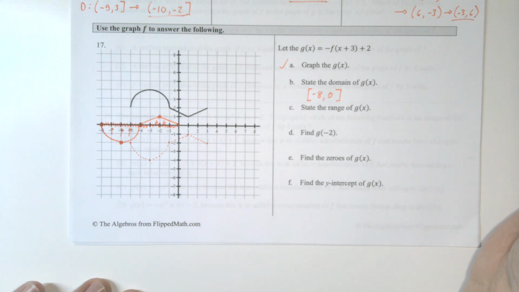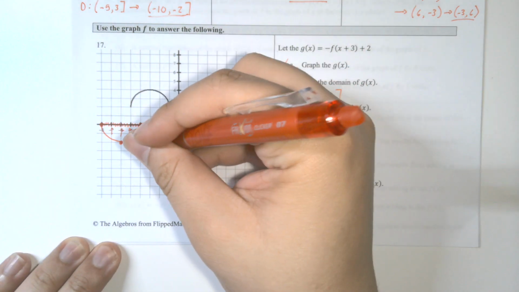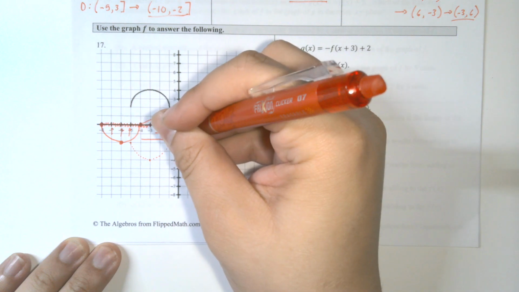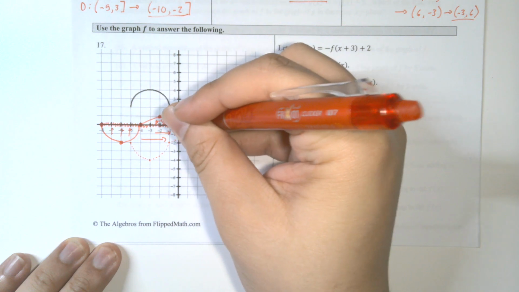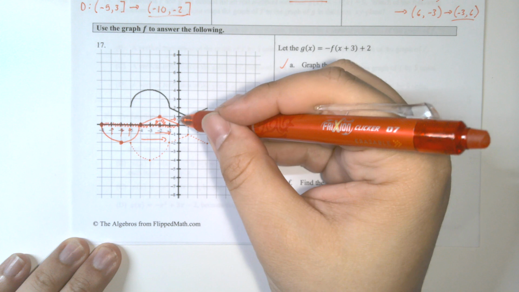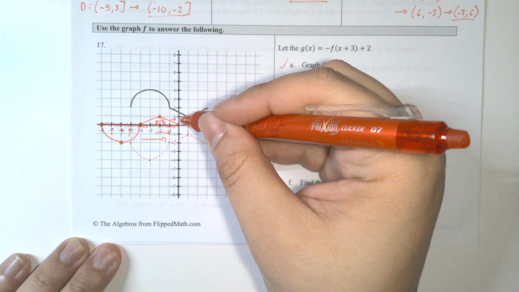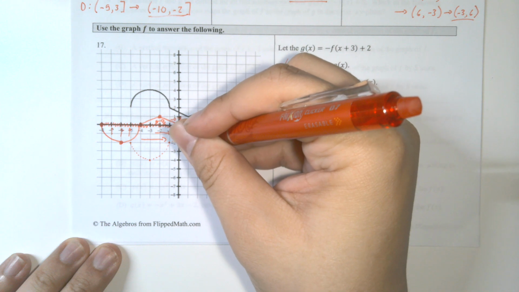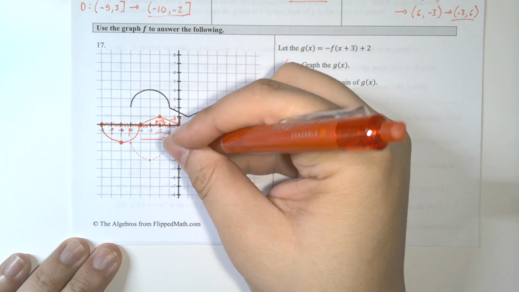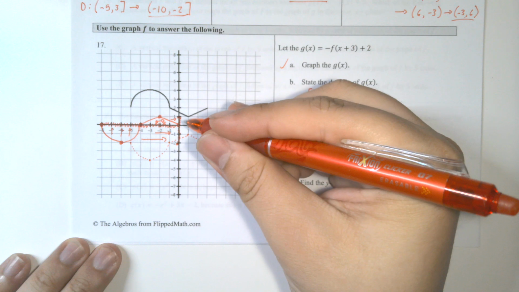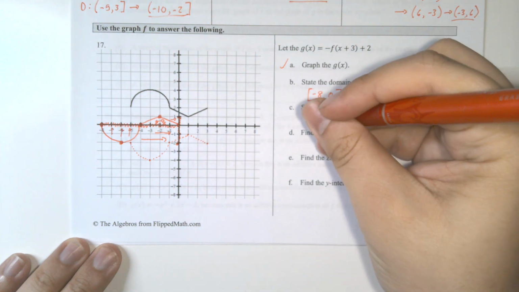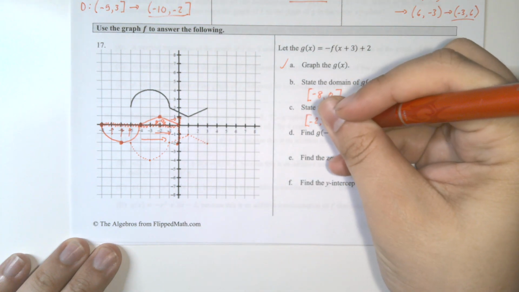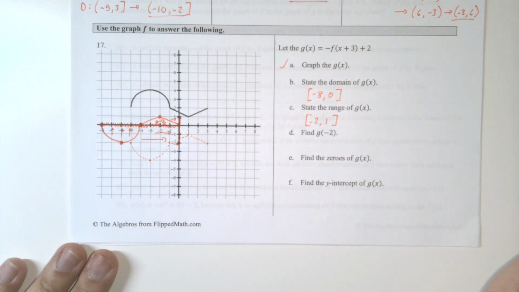And the range is done pretty similarly. We can imagine squishing our function against the y-axis, and if we did that, all of our points would squish against these points over here from -2 to +1. And so from -2 to +1, this would be our range.